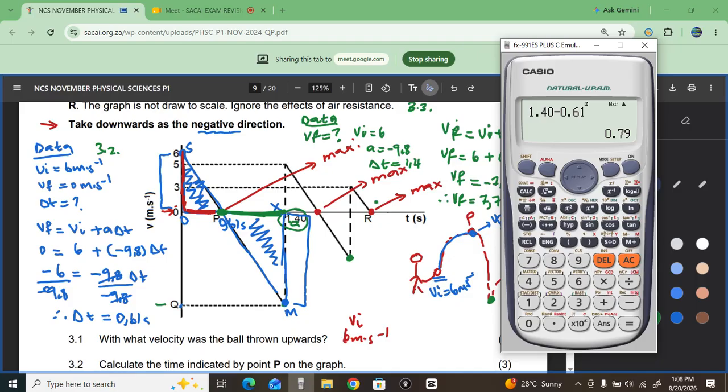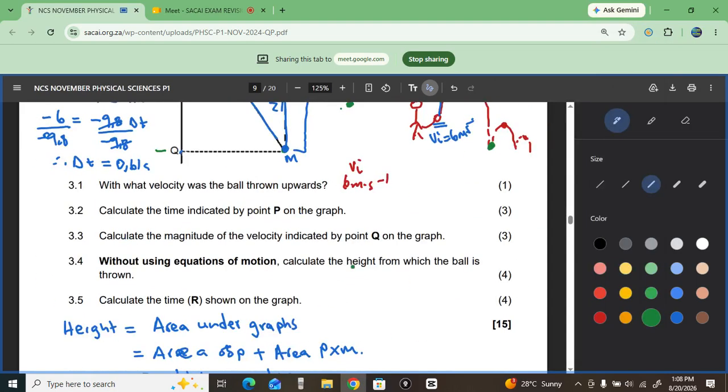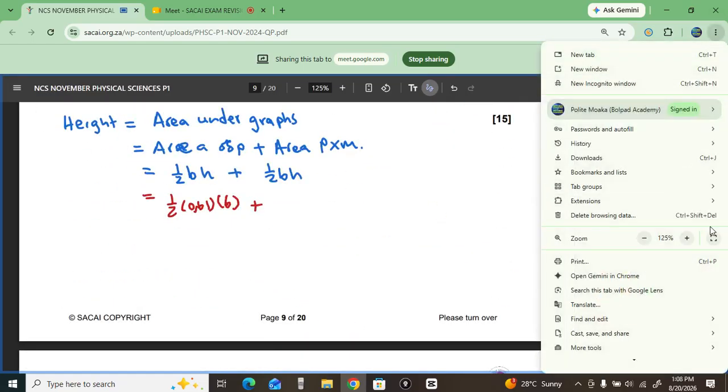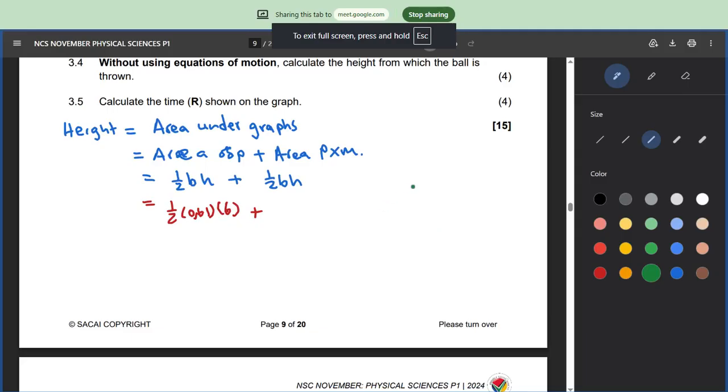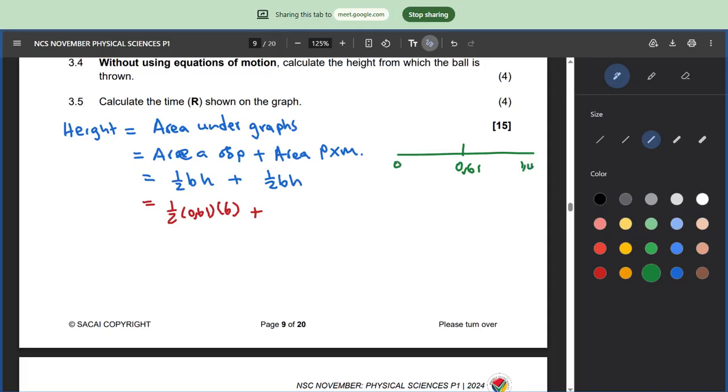I put 1 comma 40 minus 6 comma 1. No, not 6, 0.61. Do you understand why? What are we subtracting here? Look at this. We have something like this, right? At this point, this is 0.61. This is 0. This is 1.40.